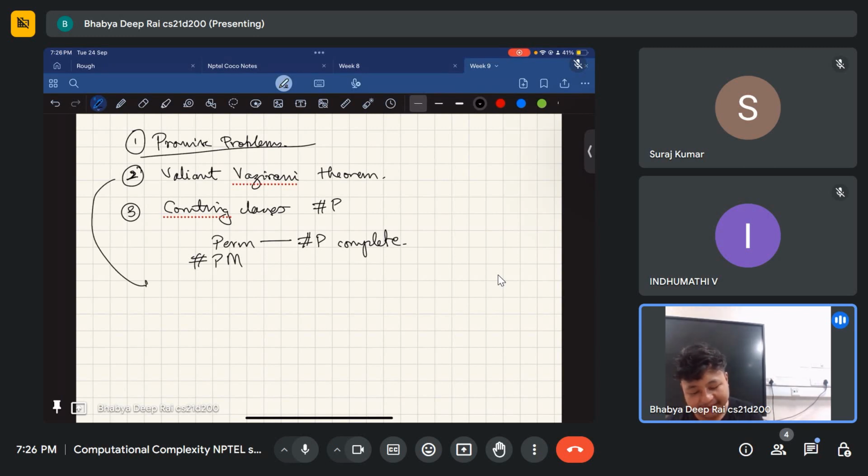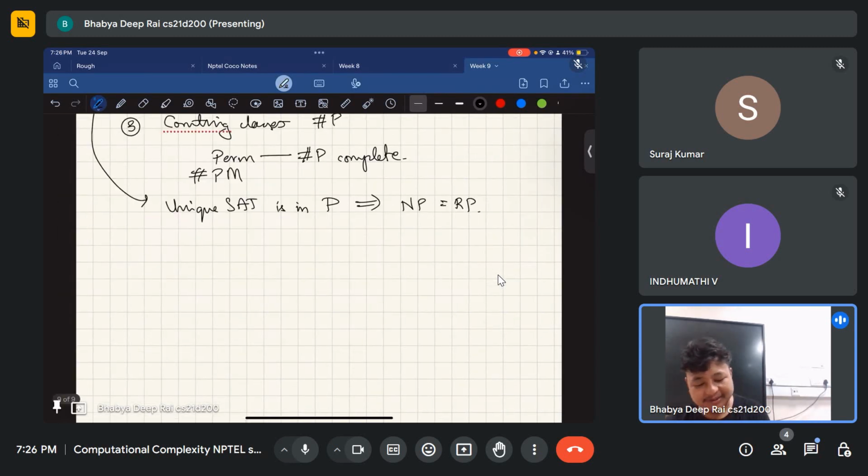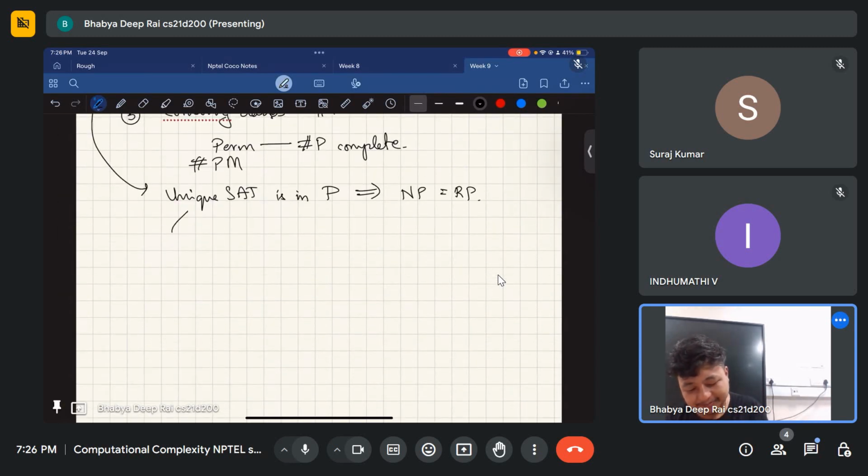Okay, so Valiant-Vazirani theorem, what does it say? It says that if unique SAT, or USAT, is in P, then NP is equal to RP. Okay, unique SAT is in P, then NP is equal to RP. And what does that mean? What is unique SAT?